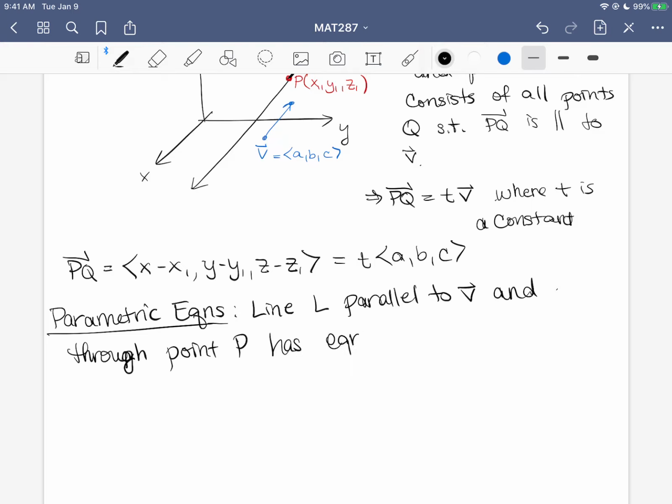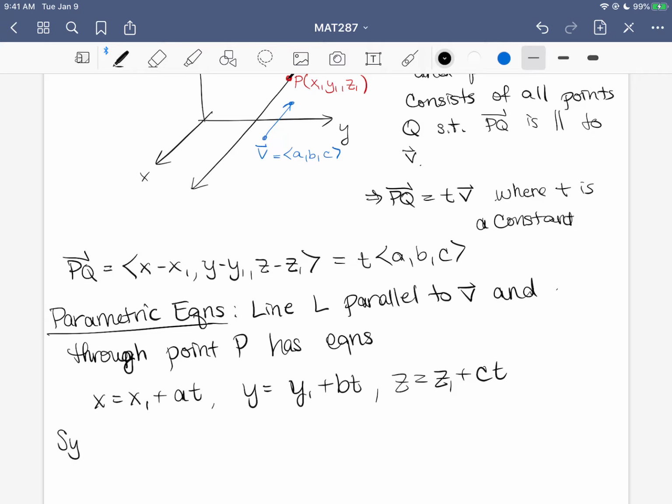has equations. X is equal to x1 plus AT. Y is equal to y1 plus BT. And Z is equal to z1 plus CT, where again, x1, y1, z1 are the coordinates of point P, and ABC are the components of vector V.